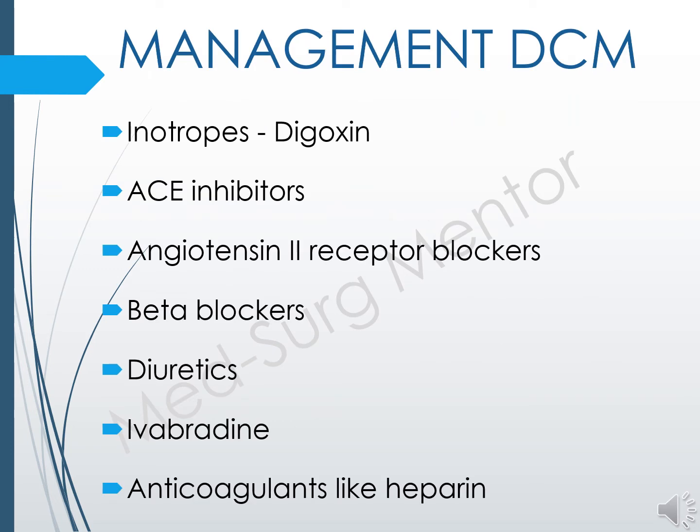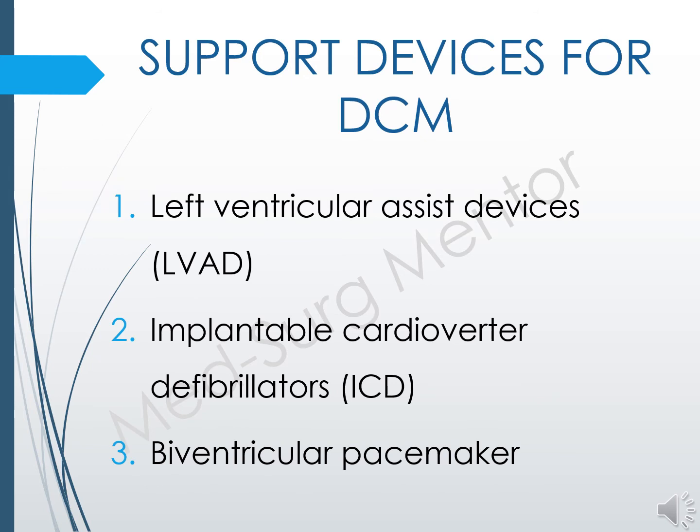Next is management of dilated cardiomyopathy. Commonly used drugs are inotropes like digoxin, angiotensin converting enzyme inhibitors, angiotensin II receptor blockers, beta blockers, diuretics, ivabradine, and anticoagulants like heparin. Now let's move on to the support devices used for treatment of dilated cardiomyopathy. The commonly used devices are left ventricular assist devices, implantable cardioverter defibrillators, and biventricular pacemakers. Let's see each one in detail.